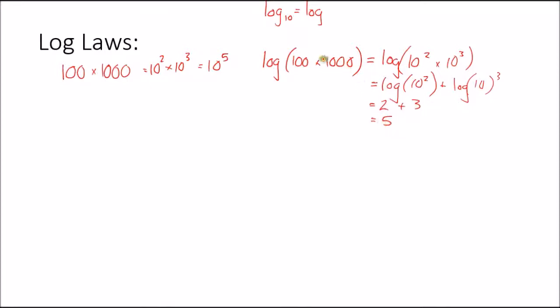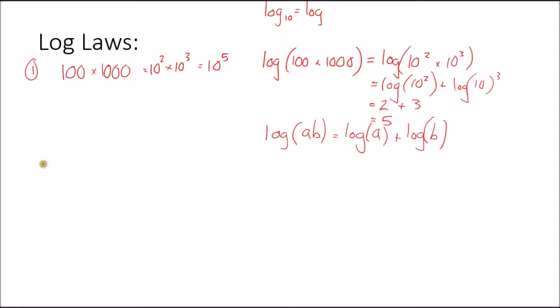So that's our first log law. When we've got the log of two factors multiplied together, it's equal to the log of one plus the log of the other. So if we're going to write that as a general law, we'll go log AB equals log A plus log B. Now, because you're all bright maths geniuses, you will no doubt figure out what the second law is.